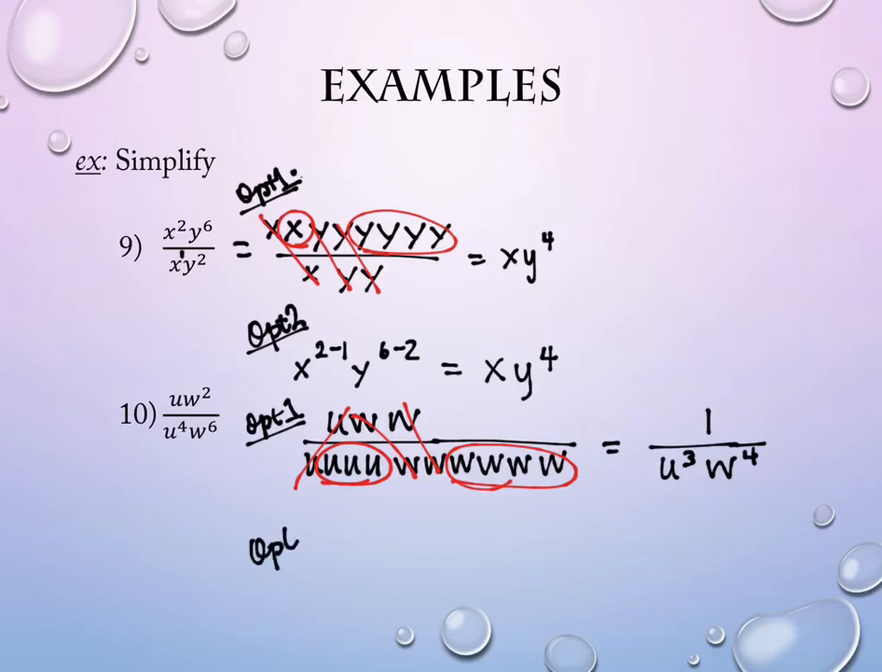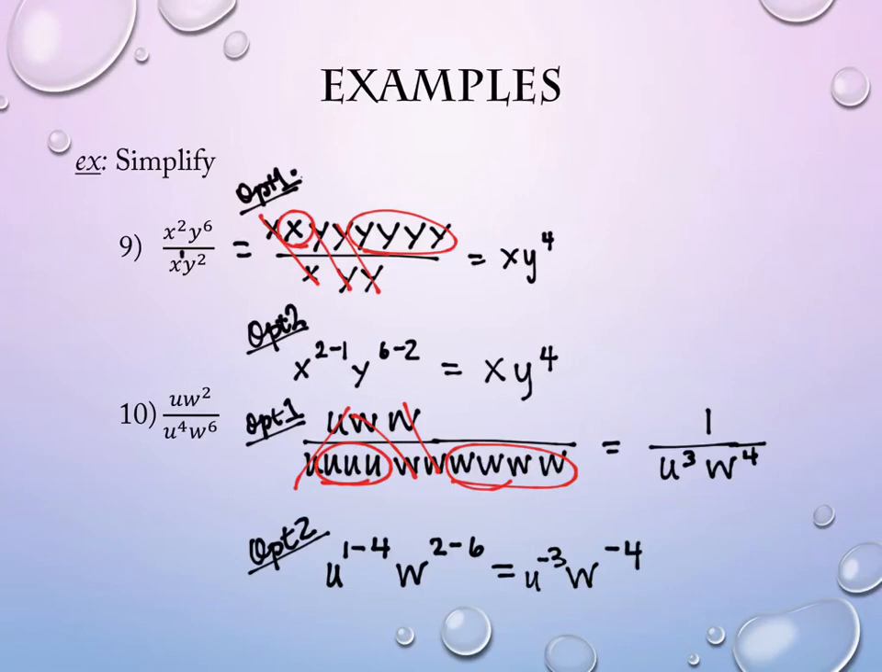Option number 2 isn't quite as neat as it was in the last problem, but it's still possible again. The U on top has an exponent of 1. The U on bottom has an exponent of 4. So this is 1 minus 4. The W on top has an exponent of 2. The W on bottom has an exponent of 6. So it's 2 minus 6. All right, so what is 1 minus 4? Negative 3.